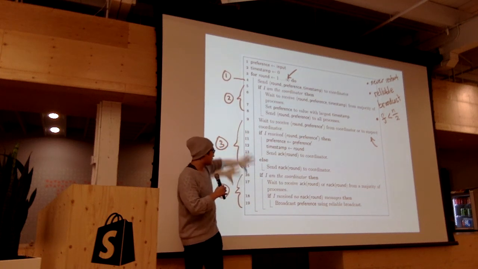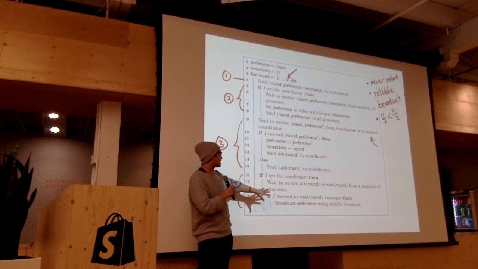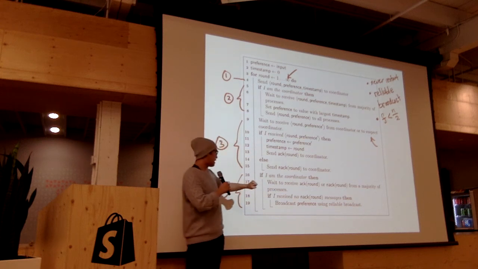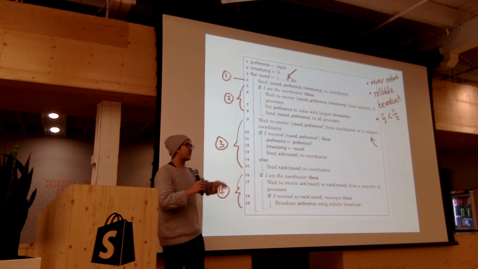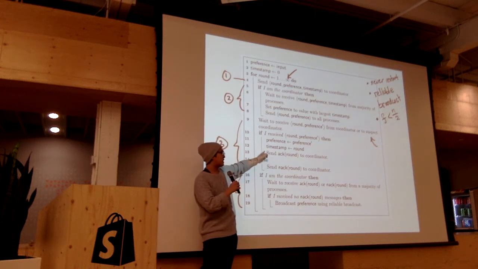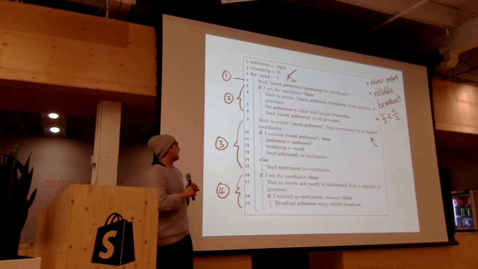Eventually, it comes down to the case where the coordinator is one that is not suspected. It's going to receive all the ACKs and no NACKs. So it's going to broadcast the preference it has, because it's been acknowledged for that round, to all the other processes. And when those processes receive that message, they all will have the same preference. They'll all have the same value. That's the part where they agree.